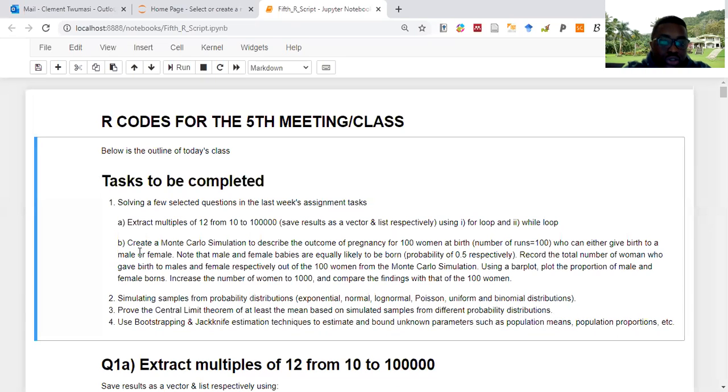All right. So for the previous assignment, we said that we want to create a Monte Carlo simulation to describe the outcome for 100 women at birth. For the women at birth, they could either give birth to a male or female. The experiment should be able to determine when a male birth occurs or when a female birth occurs. We know clearly that the chances of giving birth to a male and a female are literally the same, so they have a probability of 1/2, or 0.5, of occurring. This is just to say that we are talking about unbiasedness in this case.